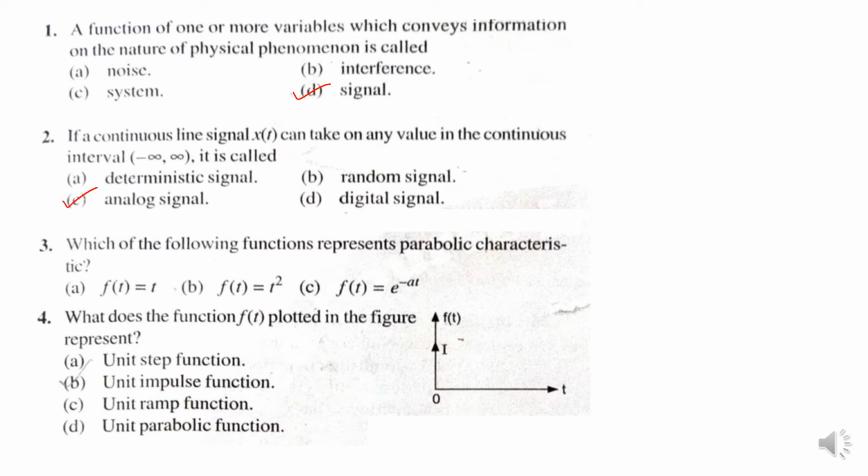Third, which of the following functions represents parabolic characteristics? Parabolic characteristics means squared value. Next, what does the function f of t plotted in the figure represent? Unit impulse function. The unit impulse function has a value at t equal to 0 only.